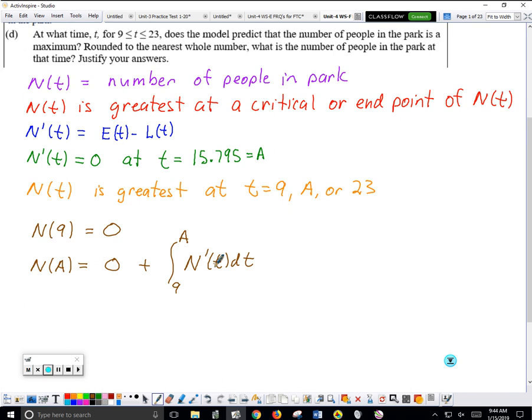So do this on your calculator. Go. And again, be very cautious in your writing. Don't mix up N and N prime. We're integrating N prime to determine by what amount N changes. That's the fundamental theorem. Integrate N prime to figure out by what amount N changes.